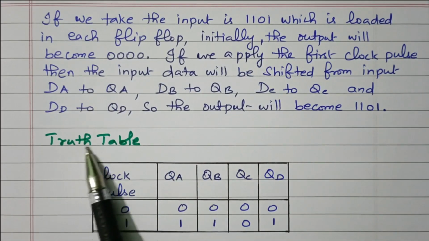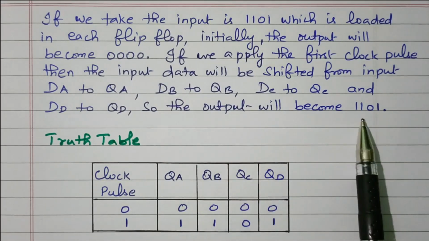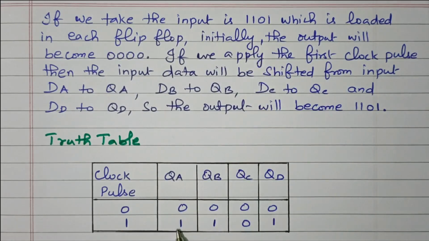This truth table is available. Clock pulse 0: initially we are applying 0, all are 0. In the first clock pulse, the input is given. This 1101 is loaded in the flip-flops, so the same thing will be reflected as the output. QA is 1, QB is 1, QC is 0, QD is 1. After applying the first clock pulse, the input will be reflected at the output.